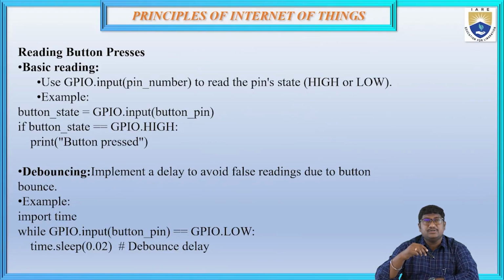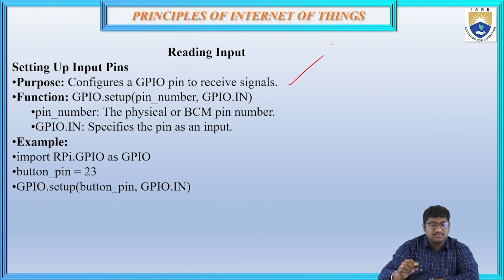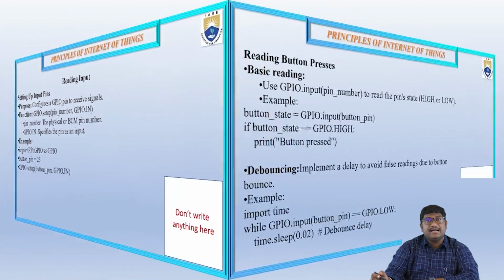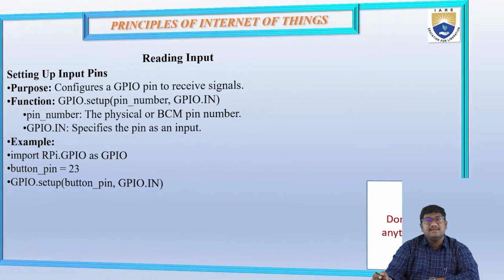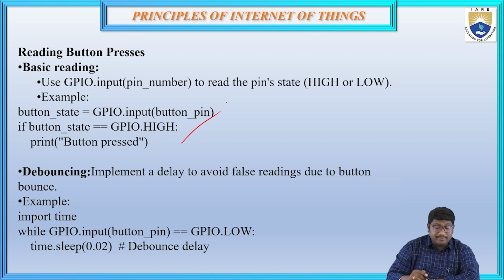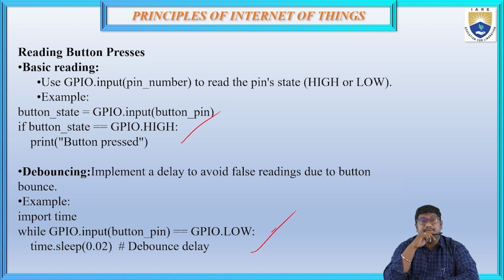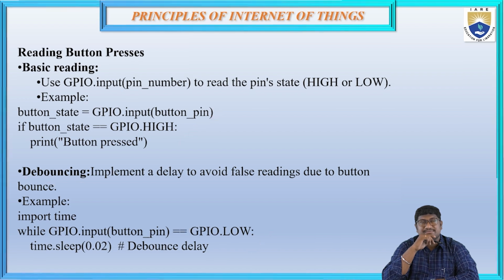And this is reading input. How to set up inputs and receive signals, and this is the GPIO in function. This is the example for reading input, only the input case, and for reading output we have seen. These are the basic buttons which have to be pressed. Once have a look for basic reading how things are. For basic reading, these are the buttons pressed, and debouncing, the button bounce delay, debounce delay. We are implementing a delay to avoid false readings due to bouncing. That is what button debounce was.